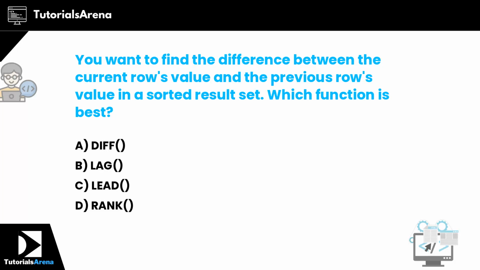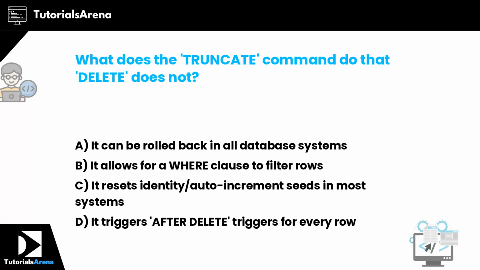You want to find the difference between the current row's value and the previous row's value in a sorted result set. Which function is best? Answer is B, LAG. What does the truncate command do that delete does not? Answer is C, it resets identity/auto-increment seeds in most systems.